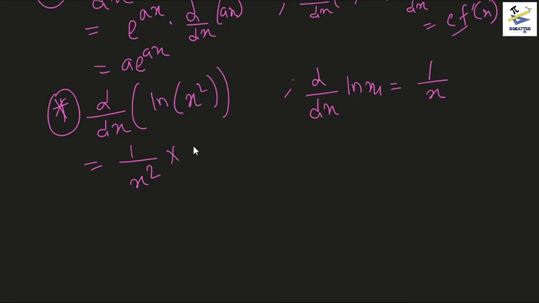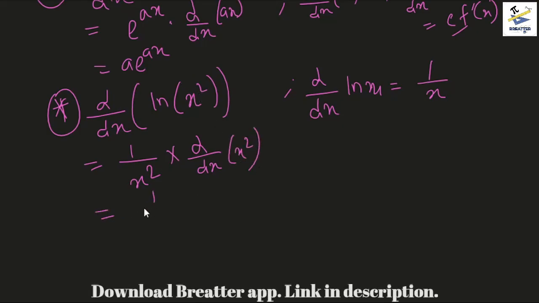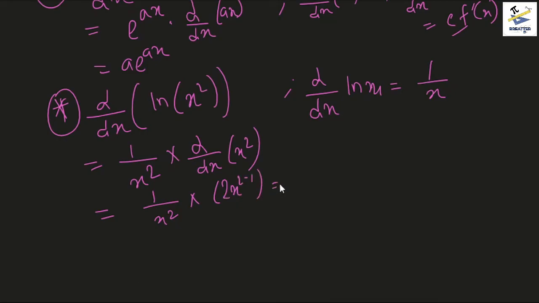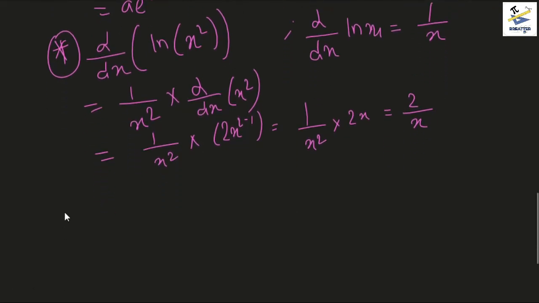Now you multiply by the derivative of the next level, the expression which is present instead of x. So x squared is present here, so we do x squared. It is 1 by x squared into d/dx of x squared, which by the rule for differentiation of powers is 2 into x to the power 2 minus 1. So it will become 1 by x squared into 2x, which gives you 2 by x. Okay, one more.